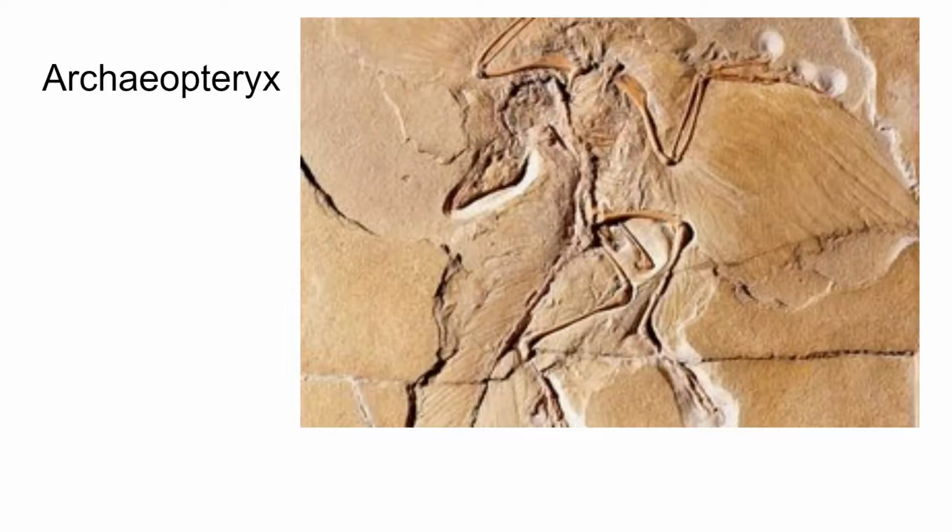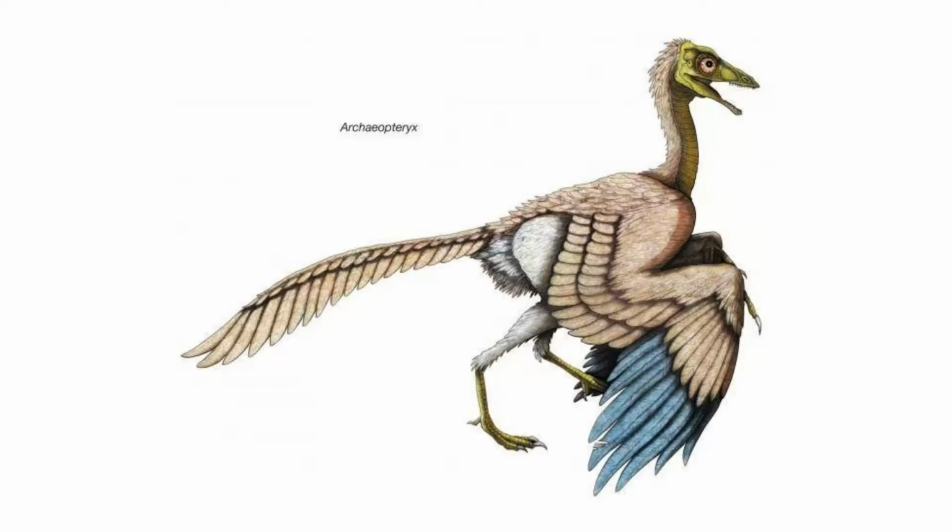You can see here on this very famous fossil. This picture makes it look a lot bigger than it is. It's not very big, but you can see the feathers there. It was discovered in 1861 in Germany, and it's very reptilian aside from the imprints of those feathers. So here's a picture of what they think Archaeopteryx probably looked like.